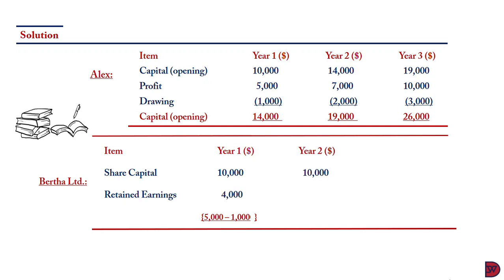Now, when we come to the year 2, that same capital of $10,000 stands. When we come to retained earnings, the closing for year 1 will now be brought into year 2, add the profits for year 2, then reduce the dividend to lead to a retained earnings of $9,000. When we move to year 3, the capital still stands. We'll add the profit of $10,000 to the retained earnings of year 2 of $9,000, giving $19,000. Then reduce the dividend of $3,000 from it, leading to a retained earnings of $16,000.